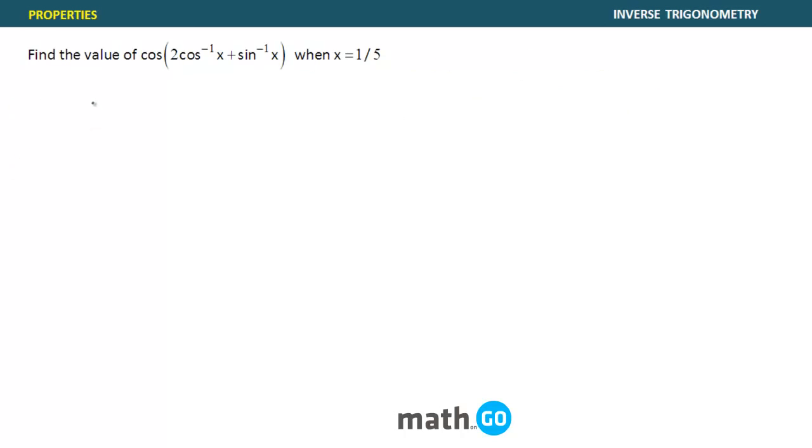So now let's take this question. It says cos of 2 cos inverse x plus sine inverse x, and we need to find the value when x is equal to 1 by 5.